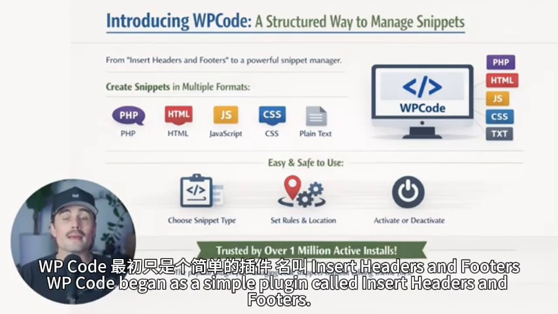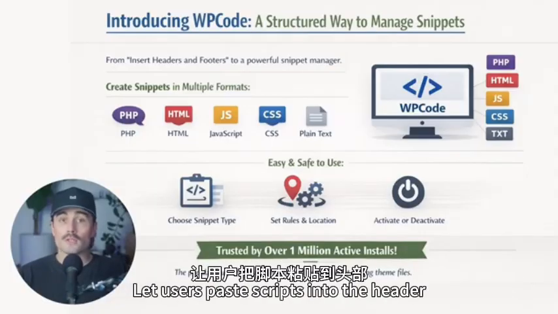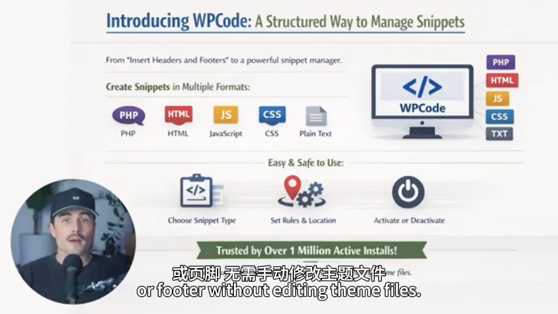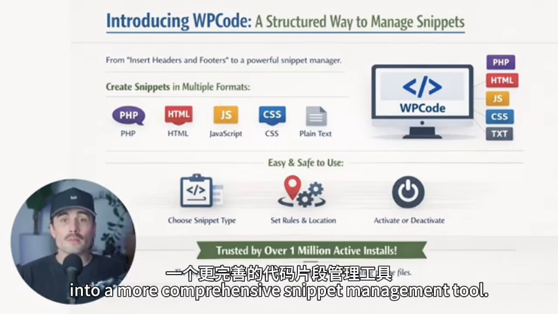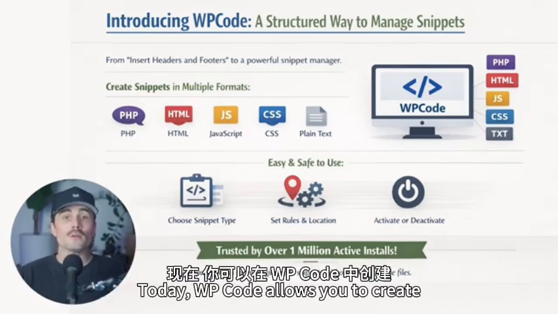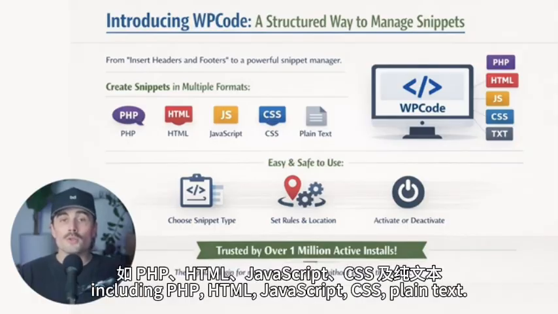WPCode began as a simple plugin called Insert Headers and Footers. Its original purpose was straightforward: let users paste scripts into the header or footer without editing theme files. Since then, it has evolved into a more comprehensive snippet management tool. Today, WPCode allows you to create and manage snippets in multiple formats, including PHP, HTML, JavaScript, CSS, and plain text.